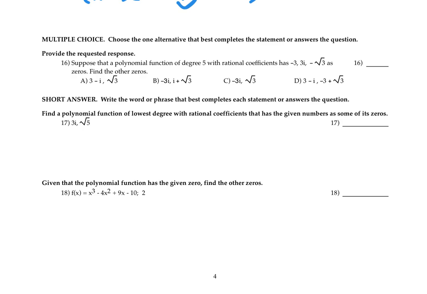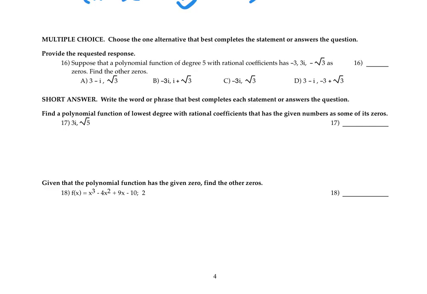Okay, all you've got to do on this one is identify other zeros. And it tells me there's 5 total zeros that have to be accounted for, degree of 5. They give me 3 of them. And there were 2 rules that we talked about yesterday. If it has a radical, it has a conjugate. If it has an i, it has a conjugate. -3 is neither a radical nor an i. So -3 does not have a conjugate.